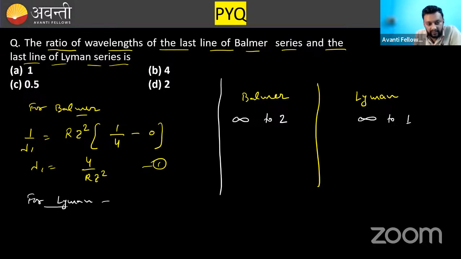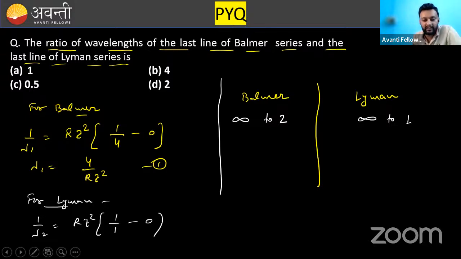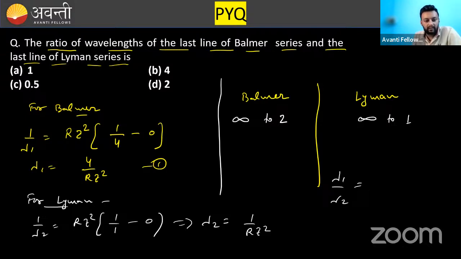And now for Lyman series. Again, if I say 1 by lambda 2 is equals to RZ square, lower orbit square, that is 1 minus 0. Why 0? Because 1 by infinity means 0. So lambda 2 is becoming 1 by RZ square. Now we need to calculate the ratio of lambda 1 by lambda 2. That will be 4. Very good. Very good, Gauri.